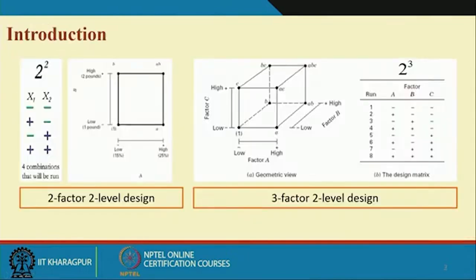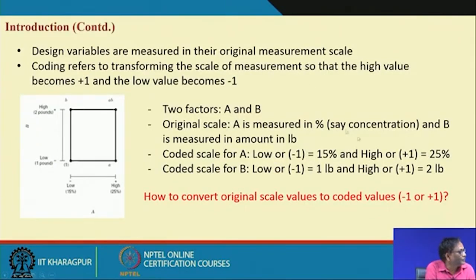So, you can recollect this kind of diagram, the geometric view of the design matrix. This is for the 2-factor case, this is the 3-factor case, with the minus 1 plus 1 scheme. These are all known to you by this time. And the original to coded variable and the reverse, we will discuss with reference to 2 factors.